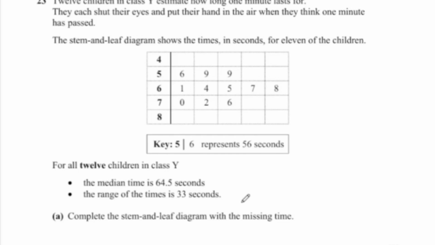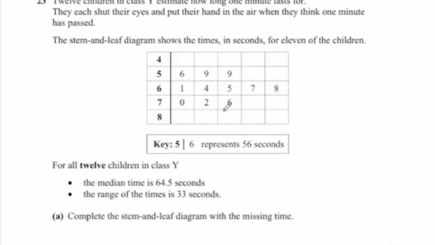Question 23. 12 children in class Y estimate how long 1 minute lasts for. They each shut their eyes and put their hands in the air when they think 1 minute has passed. The stem and leaf diagram shows the times in seconds for 11 of the children. This is our key. So 5, 6 represents 66 seconds. So 6, 8 represents 68 seconds. Now for all 12 children in class Y, the median time is 64.5 seconds. The range of the times is 33 seconds.